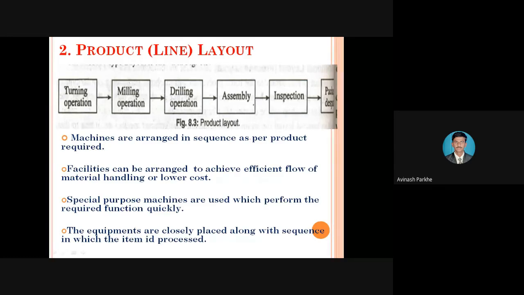Like that, we have to set the sequence of operation, and according to the sequence of operations, we have to set the sequence of machines. And if I set all those particular machines in the proper sequence as per the requirement of the product, that particular layout is called a product layout. The facilities can be arranged to achieve the effective flow of material handling at a lower cost.